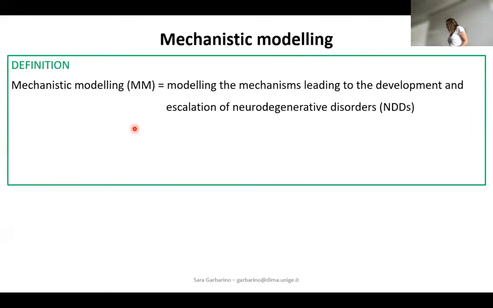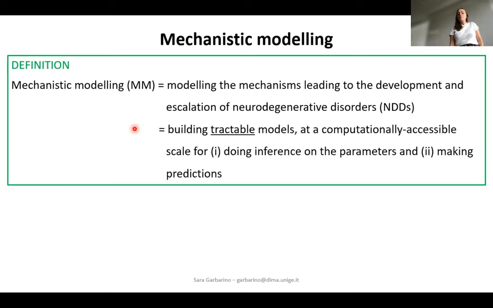First things first, I thought about giving a definition of mechanistic modeling that could be broad enough to encompass the different models and techniques that you will be hearing about today. So I think a good definition could be: mechanistic modeling is the practice of modeling the mechanisms leading to the development and escalation of neurodegenerative disorders. But in my opinion, it's not just building models, but building tractable models of them. By tractable, I mean something at a scale we can computationally work with, we can make predictions from, and from which we can infer the parameters that describe the mechanisms.